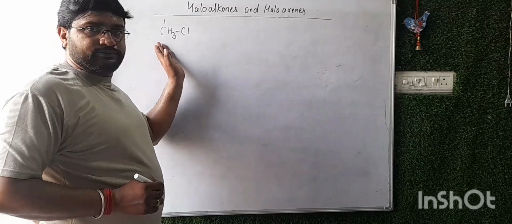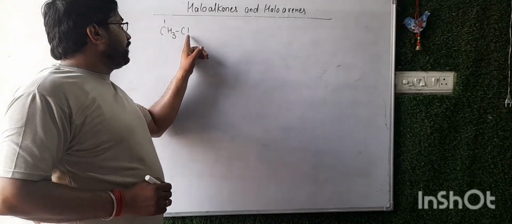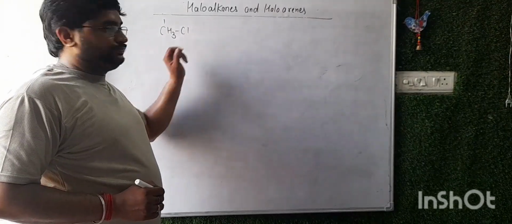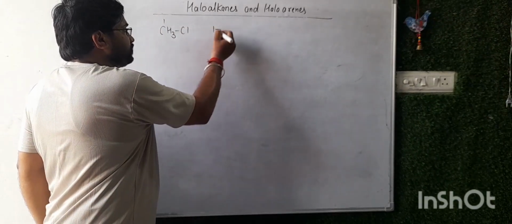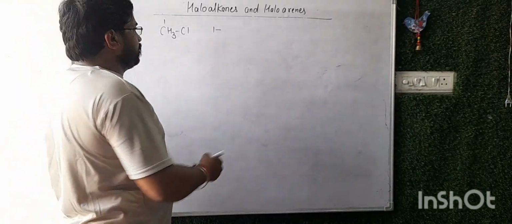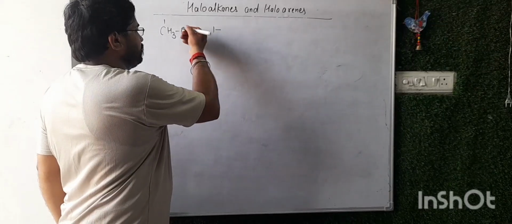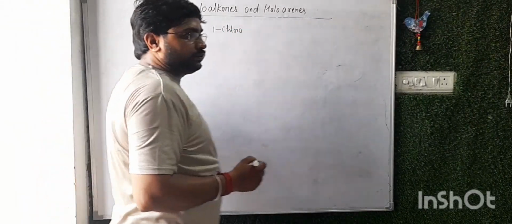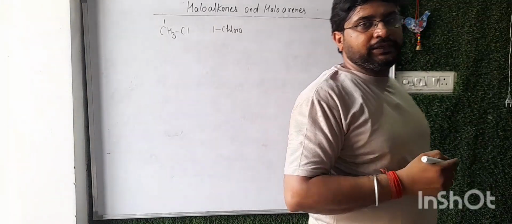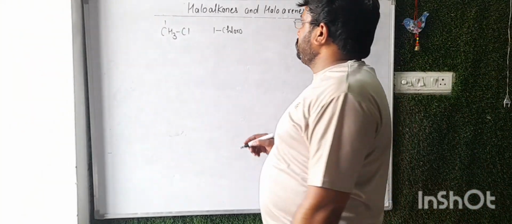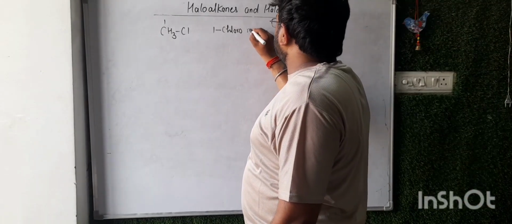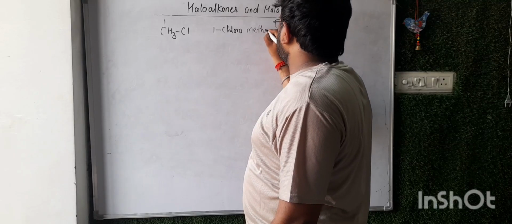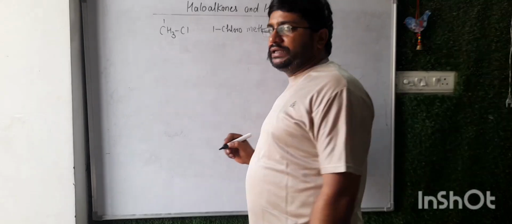It is meth, from methane, and its derivative here has chlorine. How many carbons? One. According to IUPAC, first we write the prefix, in first position. It is chloro, and the root word is meth, for methane, for one carbon. So here the name is 1-chloromethane. This is the simplest haloalkane name.